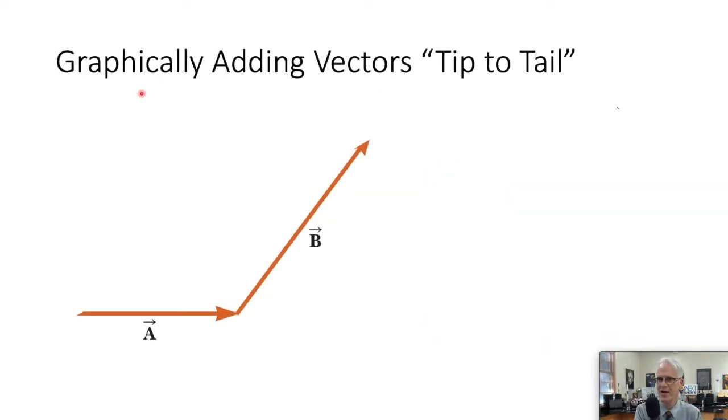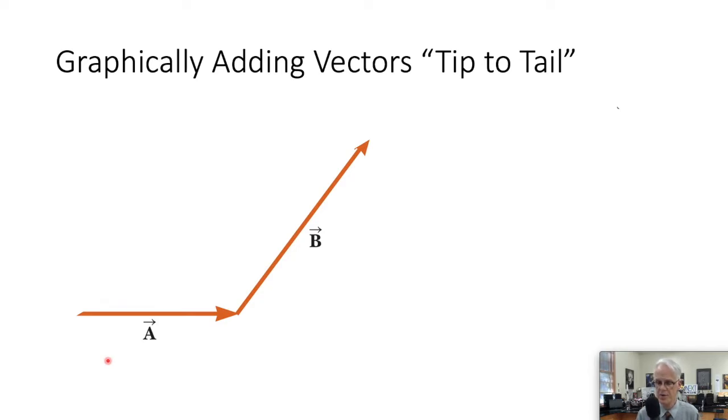Now we're going to learn how to graphically add vectors using what we'll call the tip to tail method. No matter what the quantity is that is a vector, it could be displacement, it could be velocity, it could be acceleration, or now we'll see soon force. When it comes time to add those vectors, we'll do exactly the same thing. A vector is a vector.